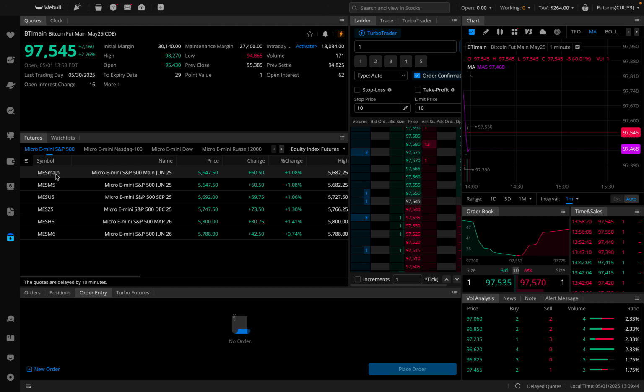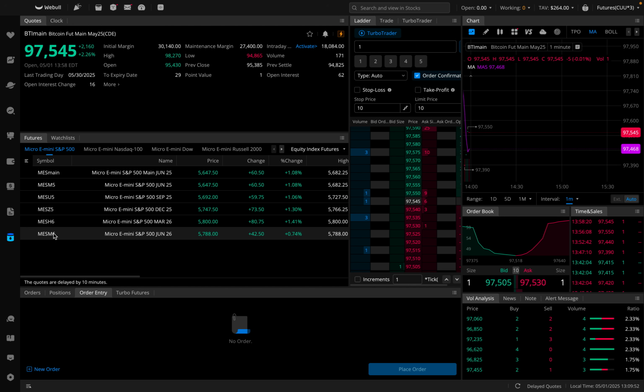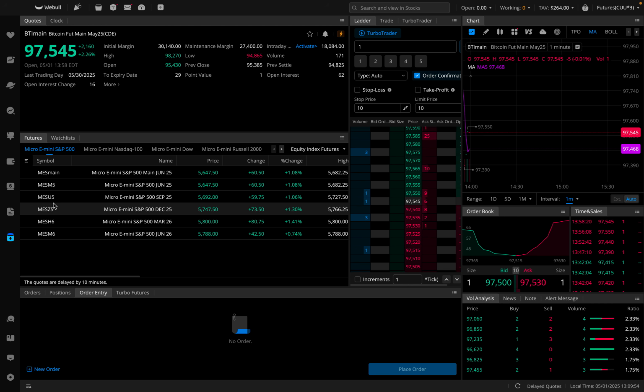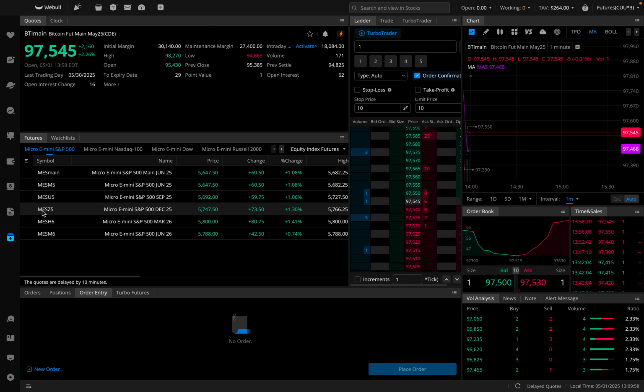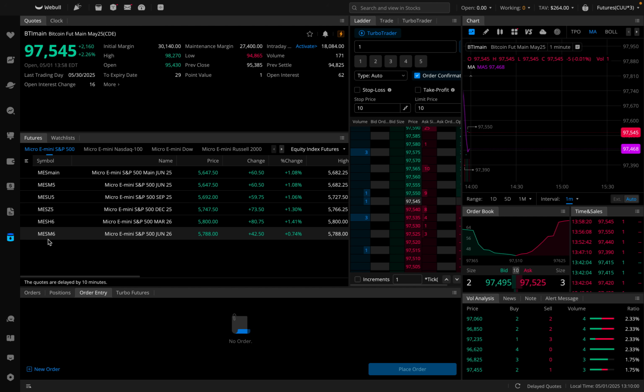Now, we also need to talk about the symbols here, because there is a formula for reading these contracts. If we take a look, you'll notice all these different contracts start with MES, MES, MES, MES, MES. That first part is known as the root symbol. MES stands for Micro E-mini S&P 500 in this specific case.